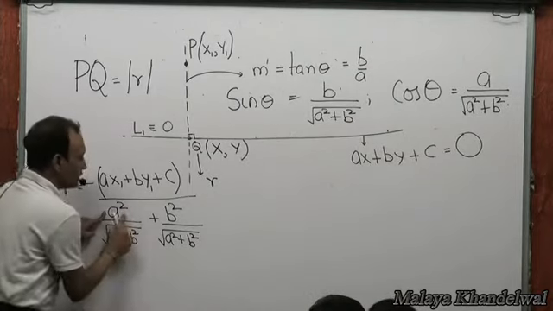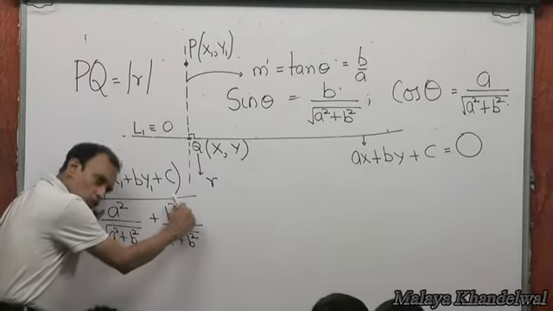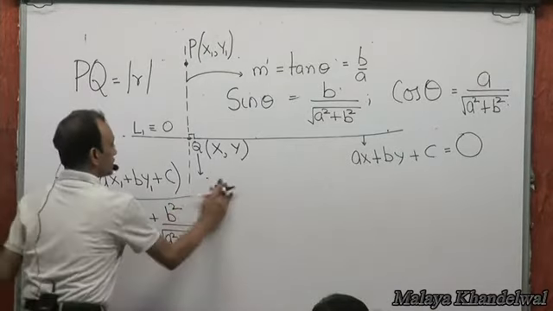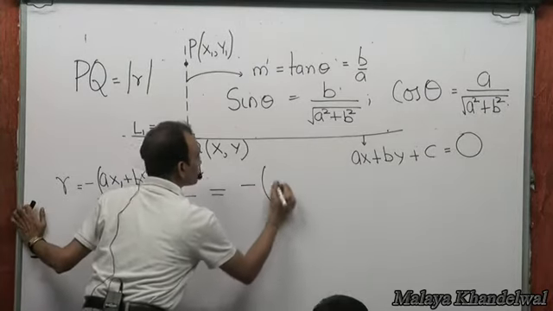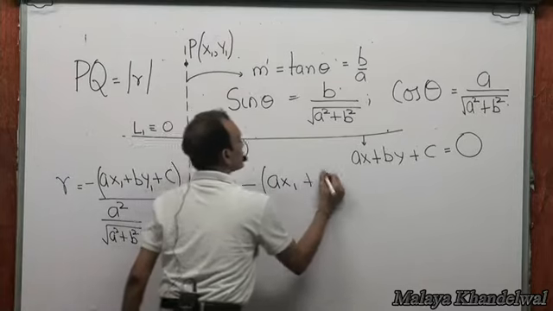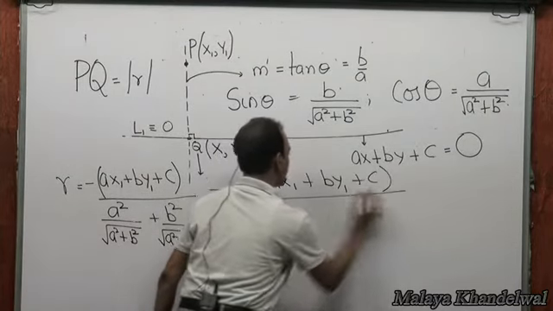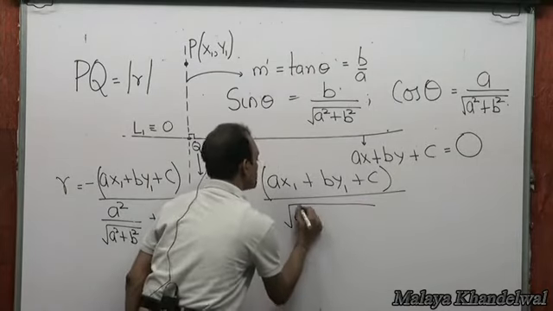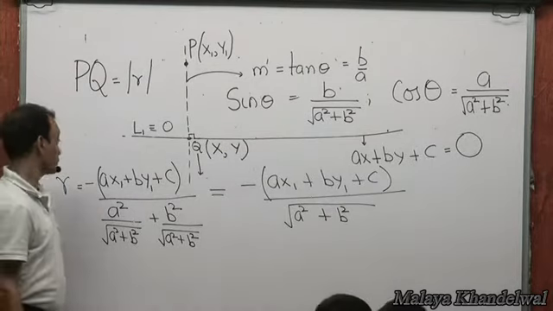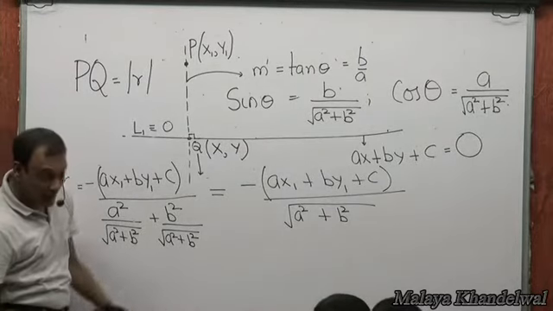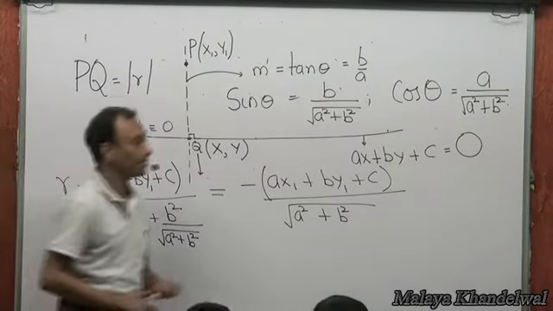The denominator would be a square plus b squared divided by root a square plus b squared. That will simply make it root a square plus b squared. So this expression then reduces to minus (ax1 plus by1 plus c) divided by root a square plus b squared. Yes or no? And mod r would be the required perpendicular distance. How about it? Right?